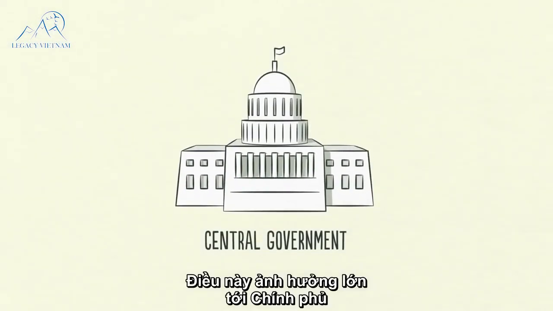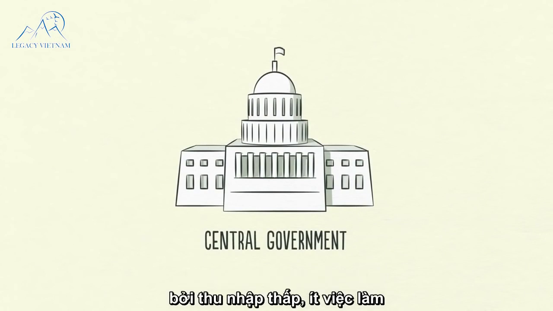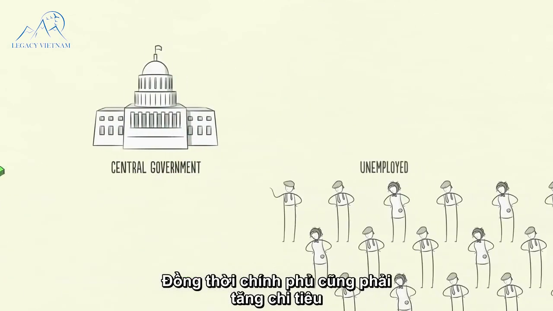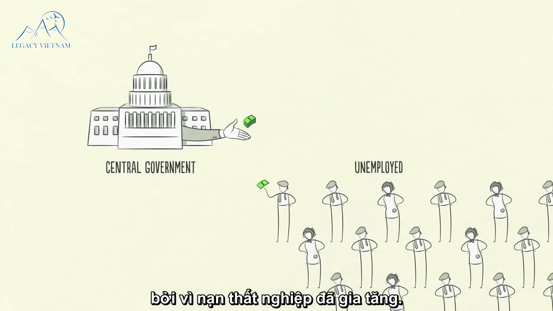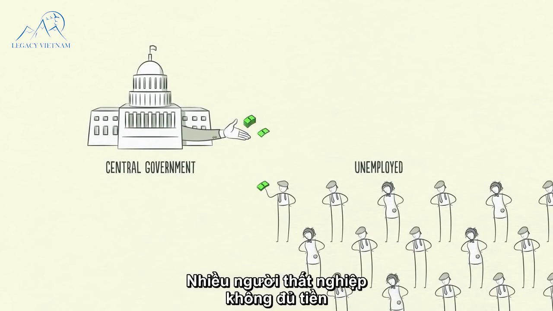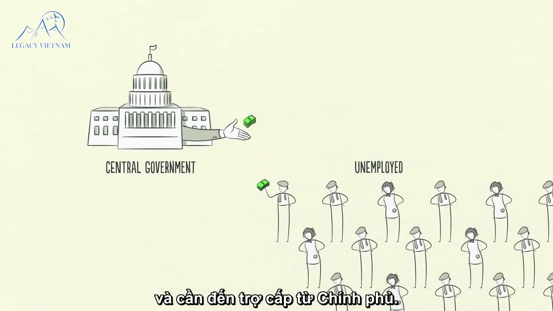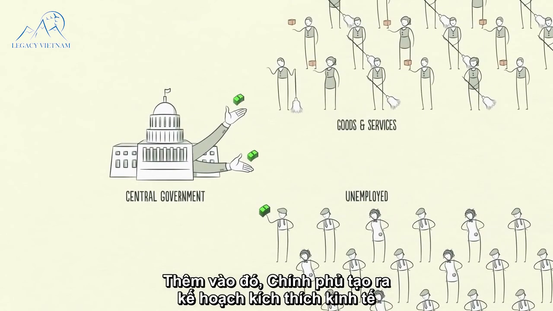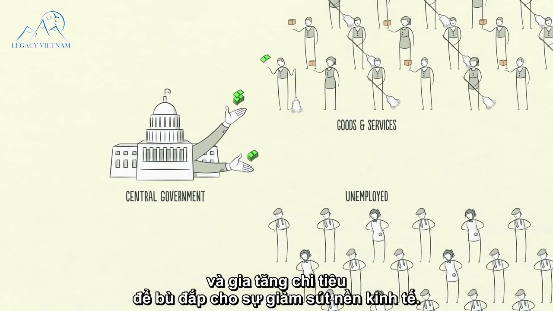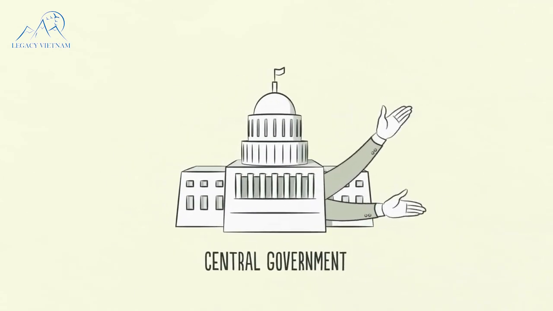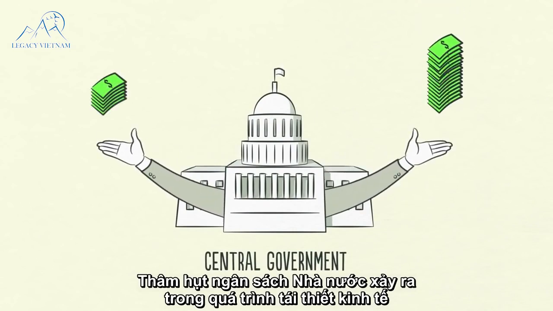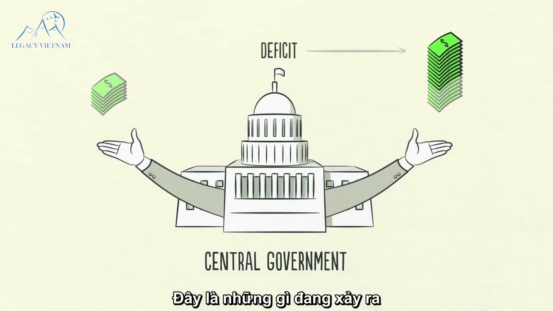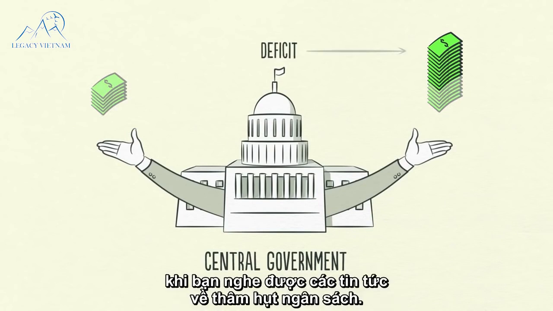All of this impacts the central government because lower incomes and less employment means the government collects fewer taxes. At the same time, it needs to increase its spending because unemployment has risen. Many of the unemployed have inadequate savings and need financial support from the government. Additionally, governments create stimulus plans and increase their spending to make up for the decrease in the economy. Government's budget deficits explode in a deleveraging because they spend more than they earn in taxes. This is what's happening when you hear about the budget deficit on the news.